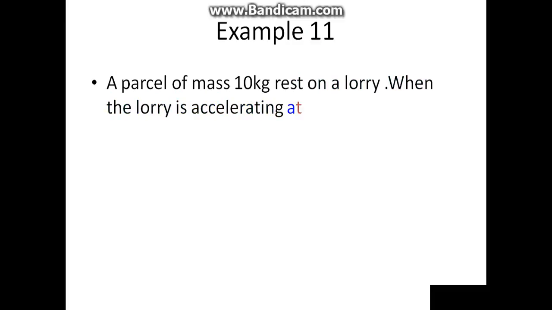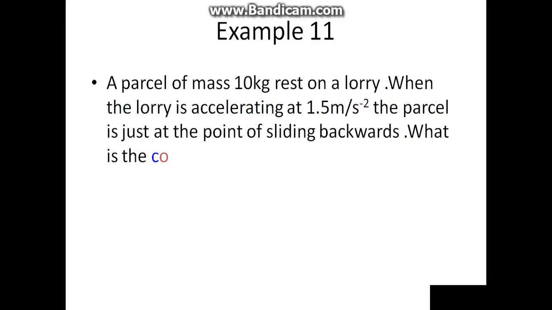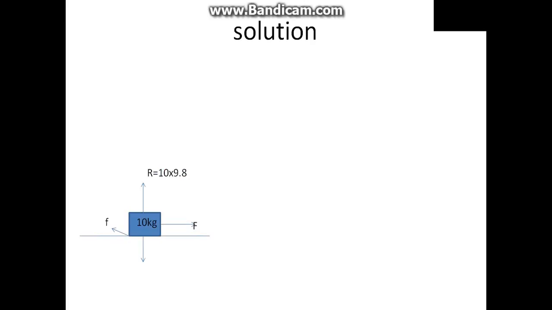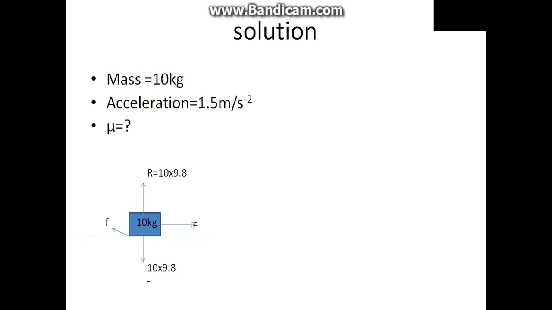Example 11. A parcel of mass 10 kg rests on a lorry. When the lorry is accelerating at 1.5 meters per second squared, the parcel is just at the point of sliding backwards. What is the coefficient of friction between the parcel and the lorry? Take the gravitational constant to be 10 meters per second squared. Solution. Mass we are given to be 10 kilograms. Acceleration we have been given to be 1.5 meters per second squared. We are asked to find mu, the coefficient of friction.